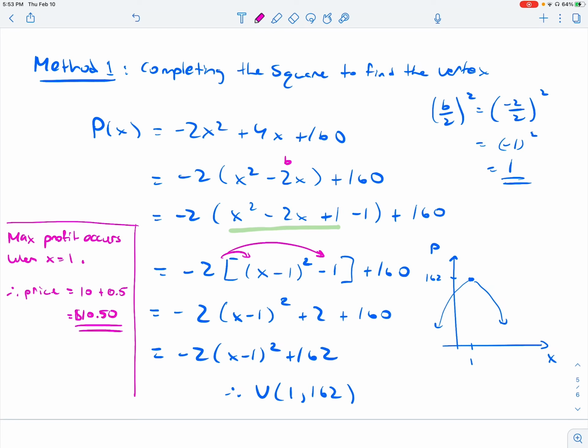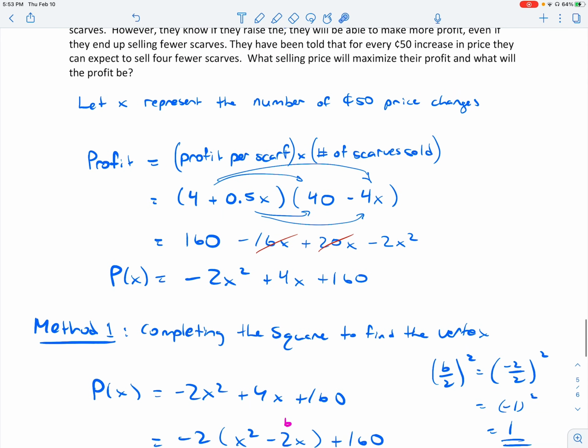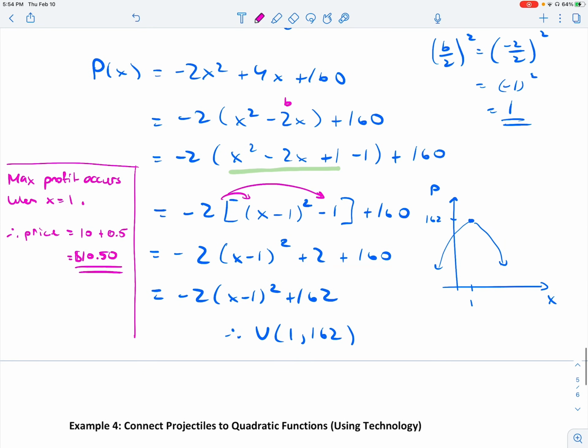What will the max profit be? Well, we can see from this equation that we could plug in our value of x and get the total profit in here by calculating it. We can also plug it into here as well and do just the product. So all we have to do is plug in our 1 for x.